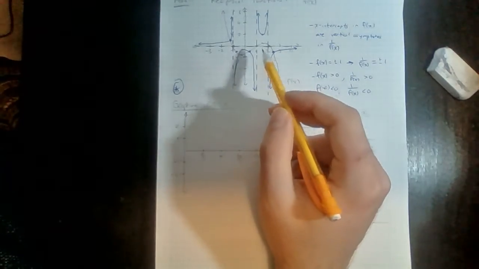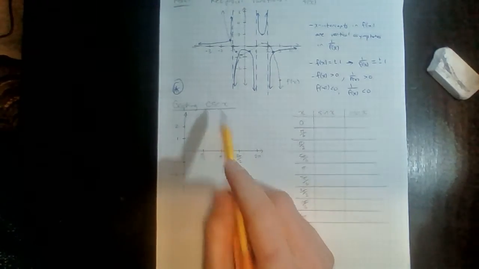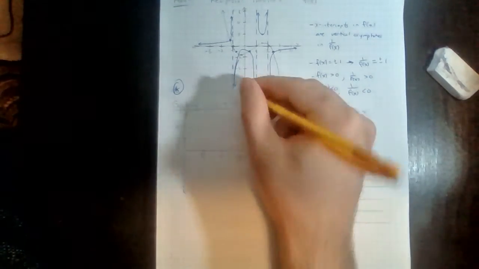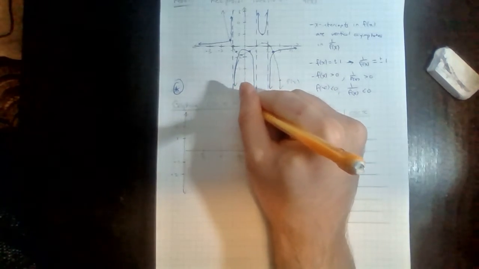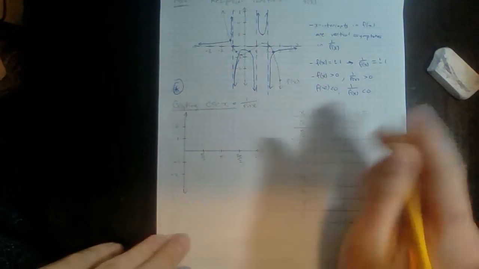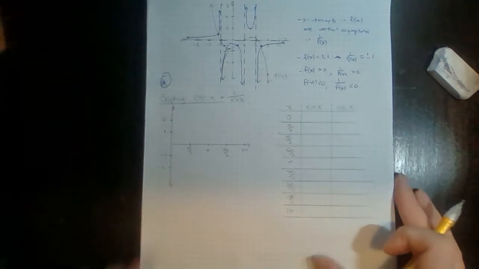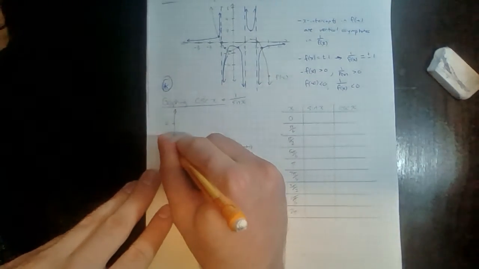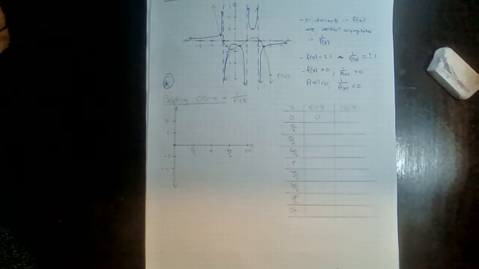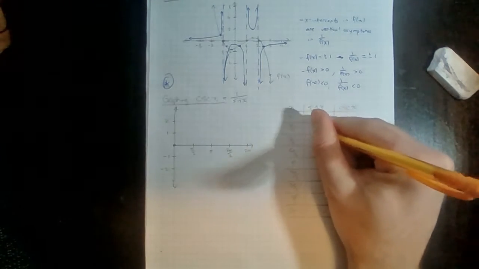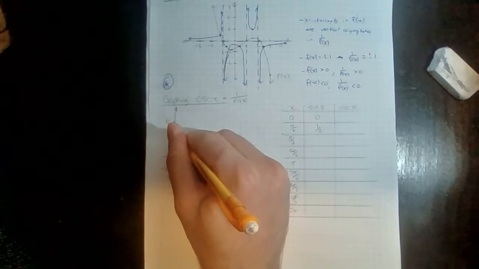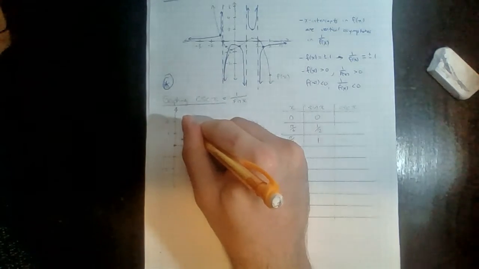So we're going to use this idea of reciprocal functions to graph cosecant of x, which is the inverse of sine of x. So first we'll start off by refreshing what the function sine of x looks like. So we start off at the origin, the point 0, 0. Sine of pi over 6 is 1/2. Sine of pi over 2 is 1.